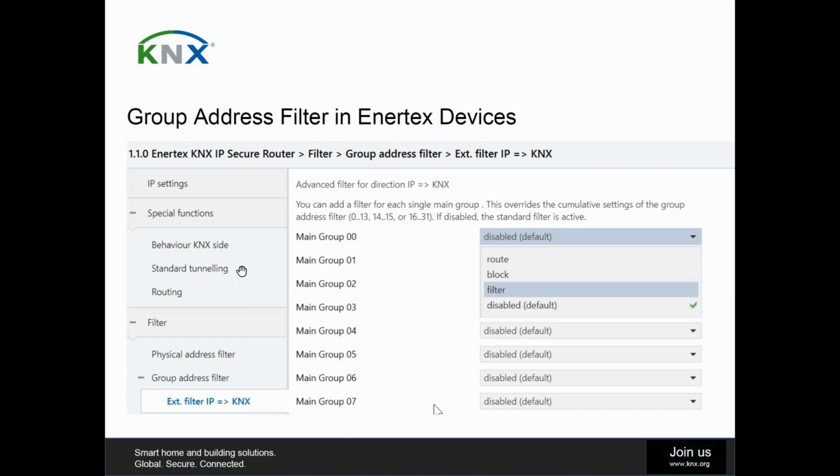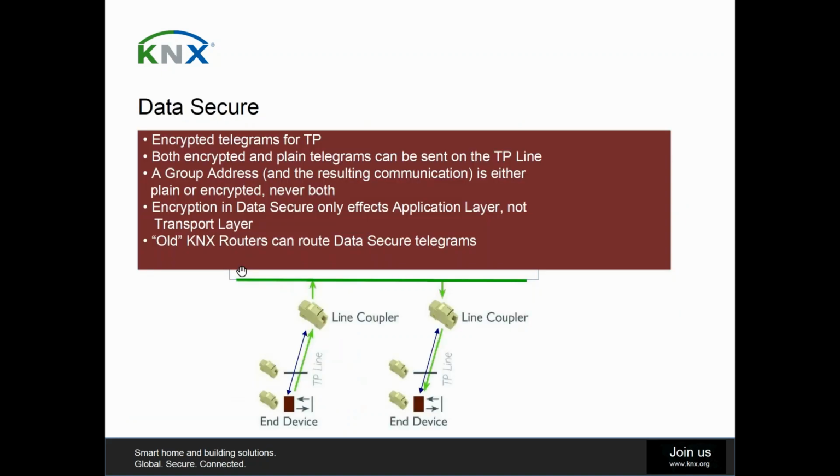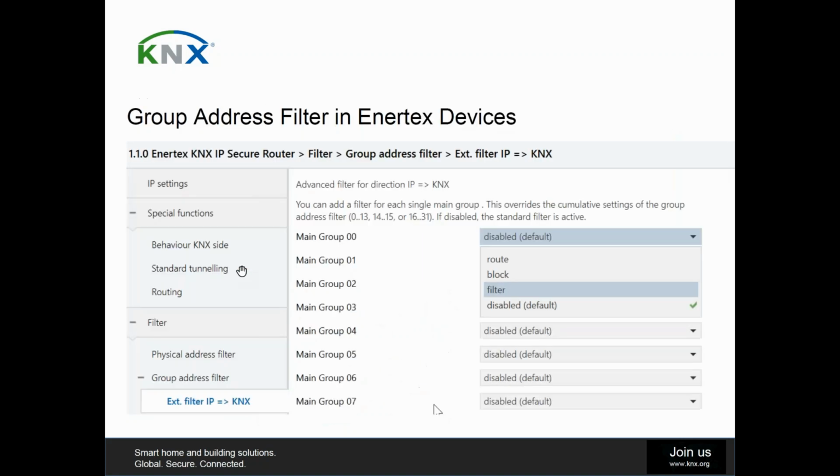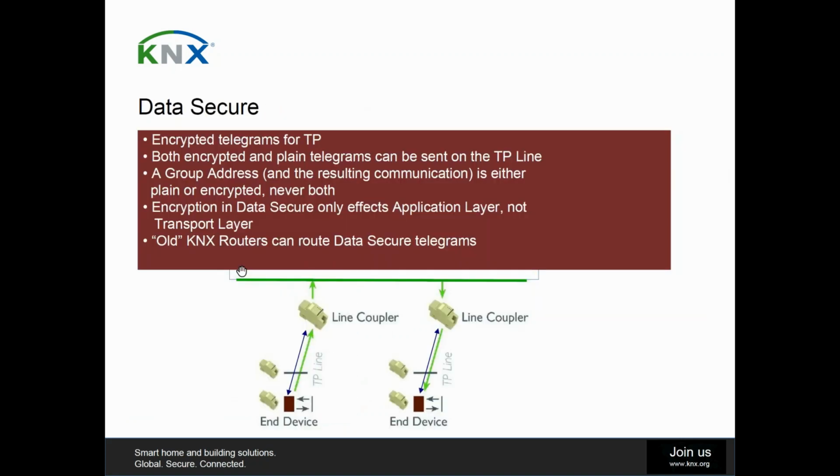So just have a short impression that you can see how this is done in the application. We have just route, block, filter, or disabled. That means once it is disabled, then there is the complete group filter active, or you can just really put a single filter on each group. So I think, yeah, data secure.